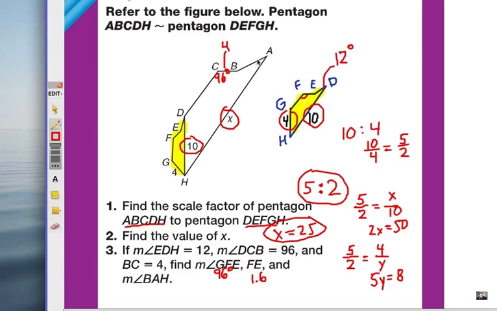Now the measure of angle BAH, let's look at the diagram. BAH is right here in the large pentagon. That corresponds with the 12 degrees. Remember, all angles are congruent.